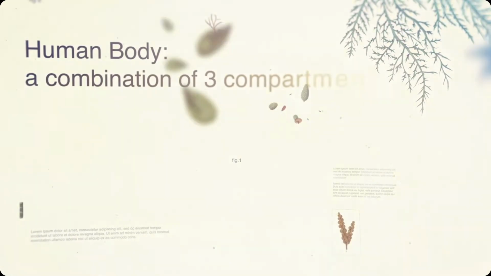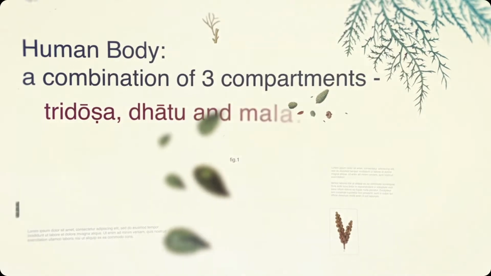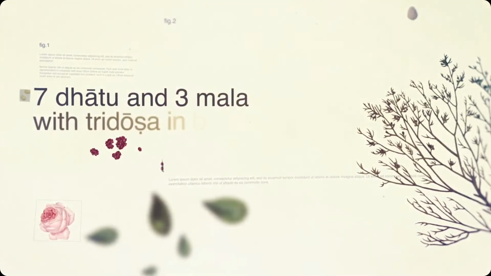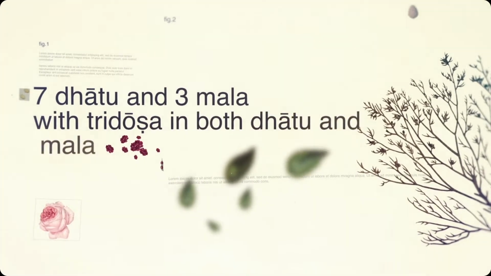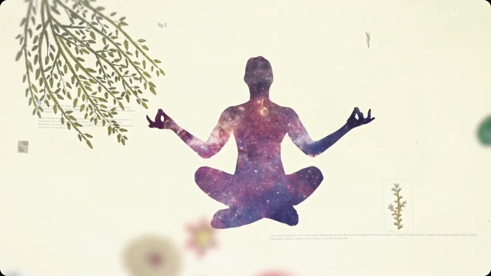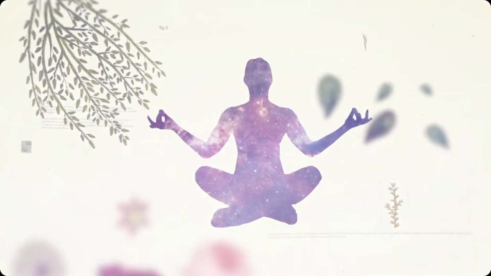Ayurveda views the human body as a combination of 3 compartments: Tridosha, Dhatu, and Mala. The human body is made up of 7 Dhatu and 3 Mala, with Tridosha in both Dhatu and Mala. Through the influence of life forces, these 5 elements modulate all life processes.